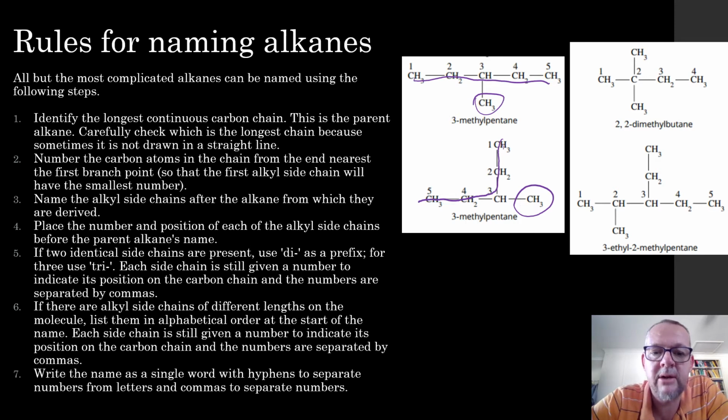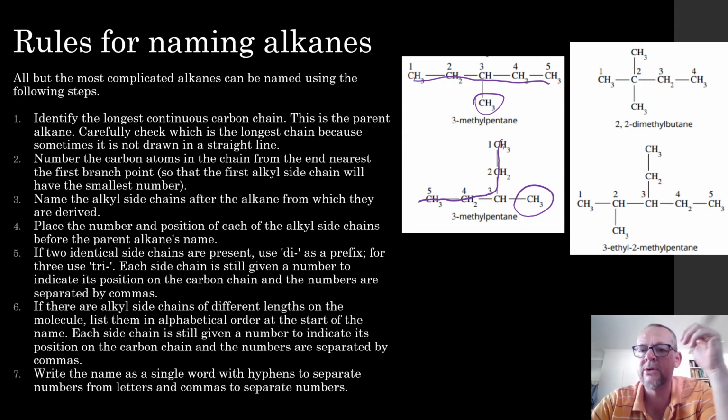Now, each side chain is still given a number to indicate its position on the carbon chain, and the numbers are separated by commas. If there are alkyl side chains of different lengths, for example, methyls and ethyls on the molecule, you list them in alphabetical order at the start of the name. So we write the name as a single word with hyphens to separate the numbers from letters and commas to separate numbers.